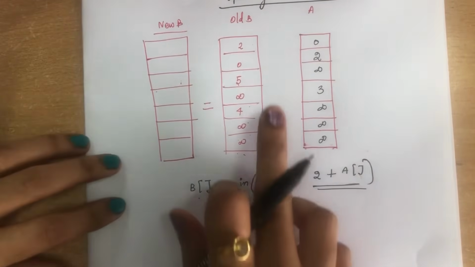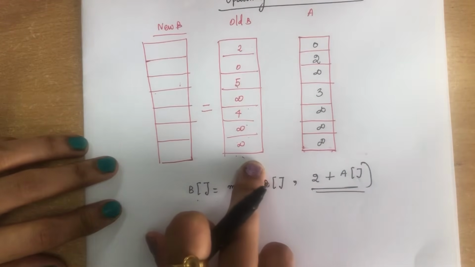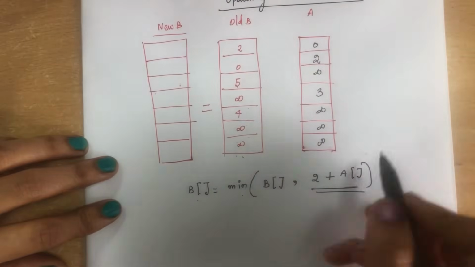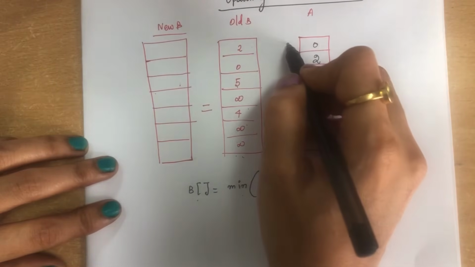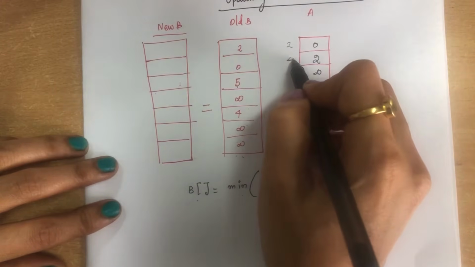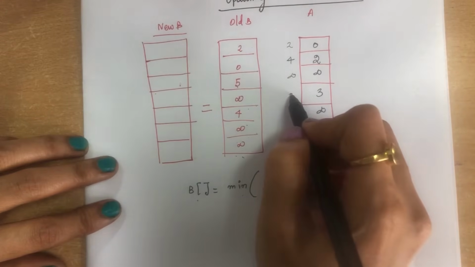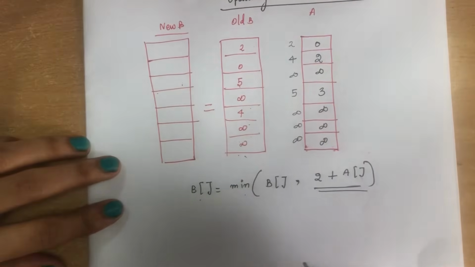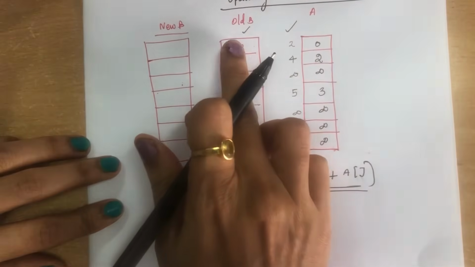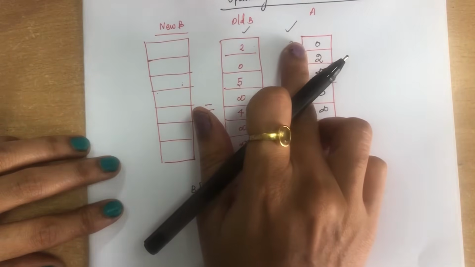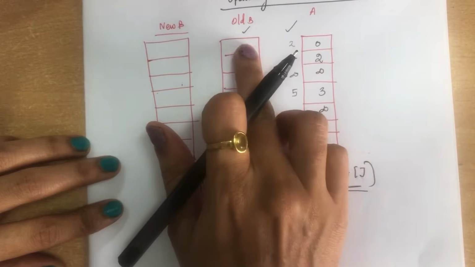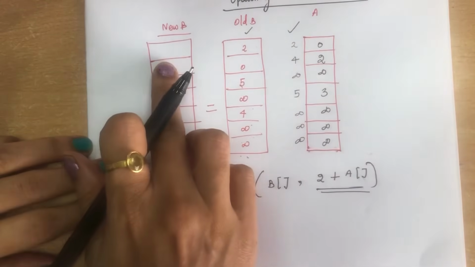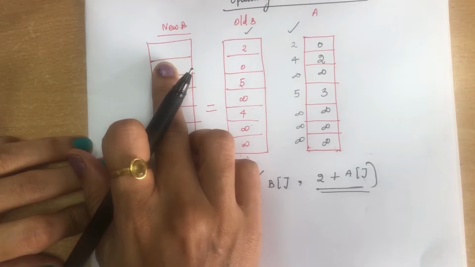We have to find the minimum of this, or otherwise 2 plus A's vector. If you add 2 here, 0 plus 2 you get 2, 2 plus 2 you get 4. This is infinity. 3 plus 2 is 5. This is infinity, infinity, infinity. So we compare the old B value and the 2 plus A vector value, find the minimum, and get the new B distance vector.